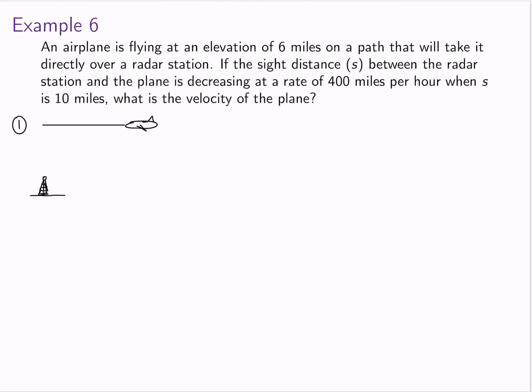And it is directly over. So what we're going to do is draw that. And we know it's an elevation of 6 miles. So this distance right here is 6 miles. It is 6 miles above the ground.